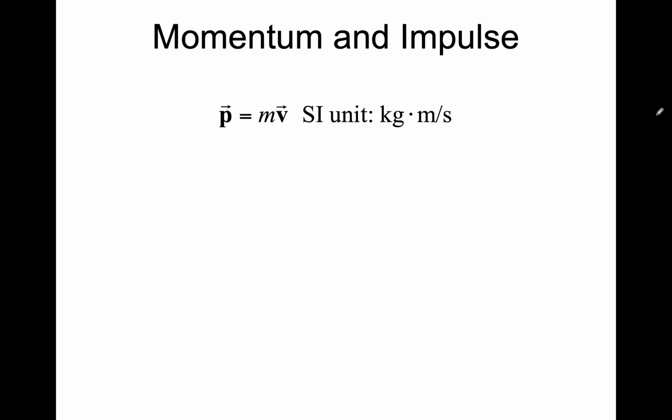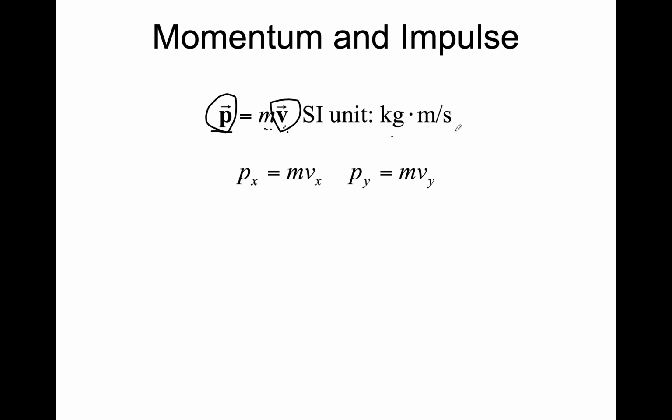The definition is quite simple. Momentum, using the symbol P with an arrow on top, which means it is a vector, is defined as the mass of an object times the velocity of the object. Mass is a scalar, and velocity and momentum are vectors. So momentum has the same direction as velocity. Now if we analyze the unit for momentum, it is mass times velocity, so its unit should be kilogram times meter per second.